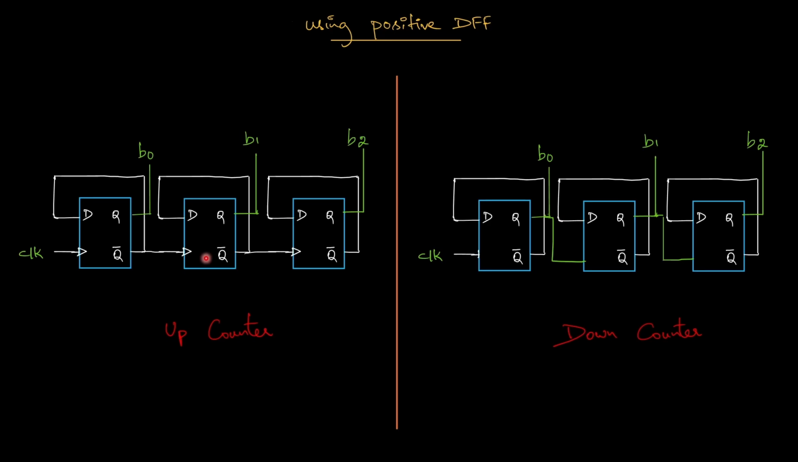For an up counter, each stage is clocked using the Q bar output of the previous stage. And for a down counter, each stage is clocked using the Q output instead. That small wiring change completely reverses the counting direction. We will simulate the up counter today and I encourage all of you to implement and simulate the down counter on your own.